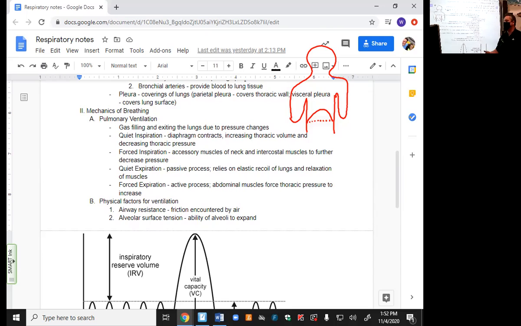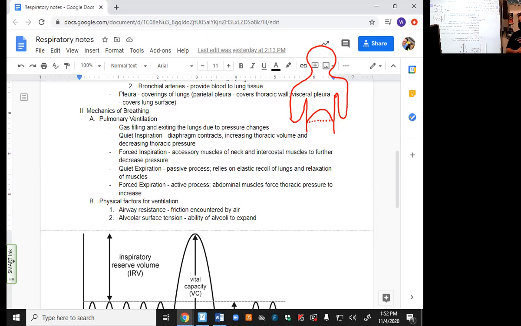Forced inspiration is what I'm talking about with all this. Okay, you can make a louder sound. If you're about to yell, yeah, use those extra muscles, but you're going to lose control of your pitch. That's why a lot of times when people yell, their voice cracks, because they can't control that air coming out. Okay, forced inspiration, you use your accessory muscles and your intercostal muscles to decrease the pressure even further and really get that air inside.